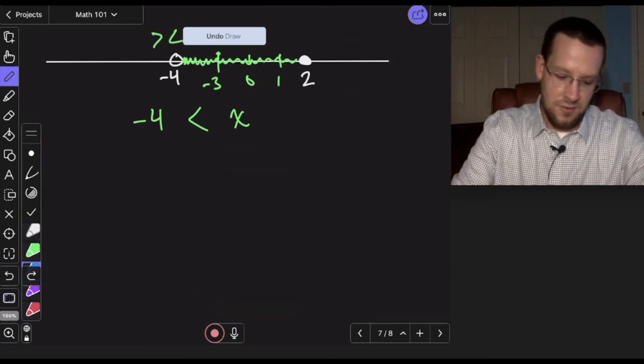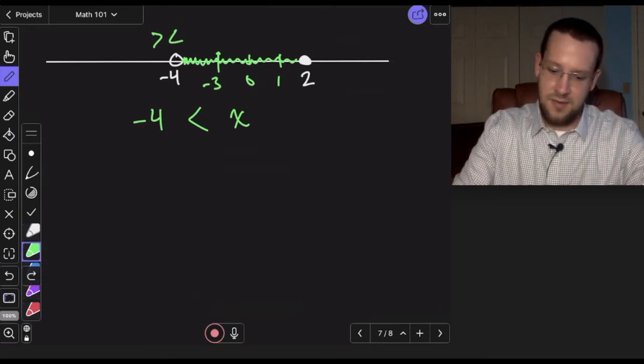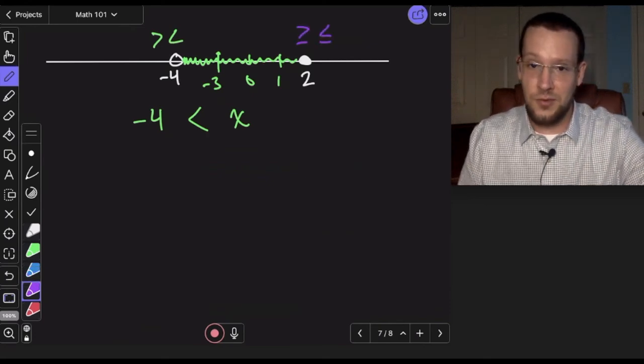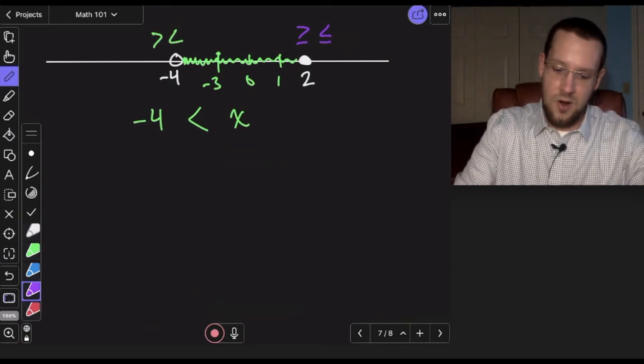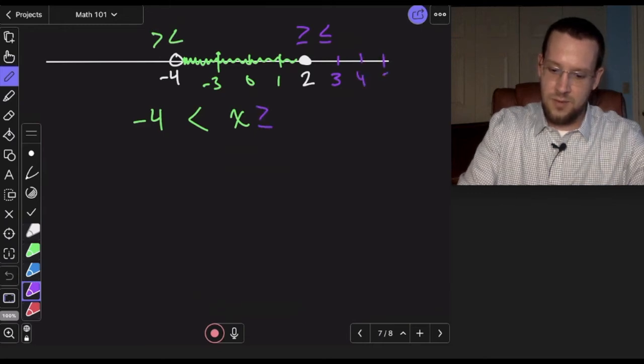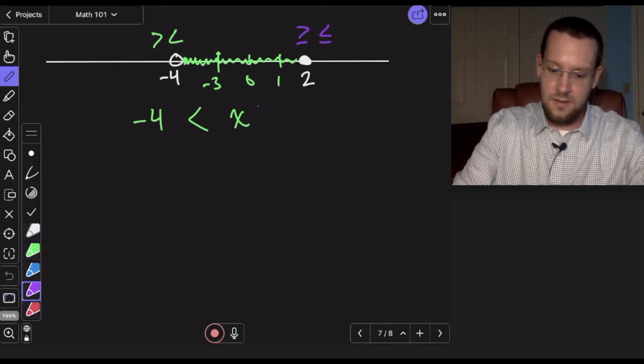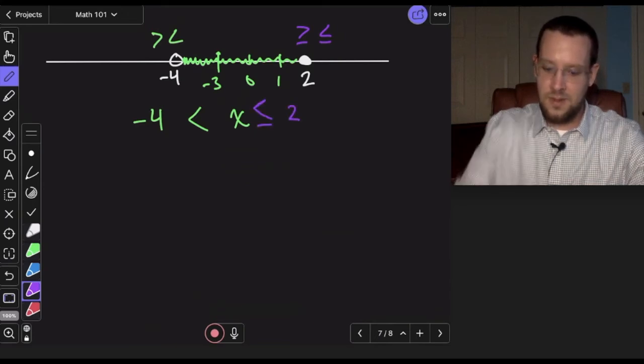And then let's move over to the 2. We know that the 2 is filled in here, so it's going to be less than or equal to, greater than or equal to, right? Because it's a closed circle. And are the numbers greater than? Well, let's think. If x would be greater than, it would be numbers like 3, 4, 5, and these numbers are not included. So we know right away that's not going to be greater than. x is going to be less than or equal to the number 2.